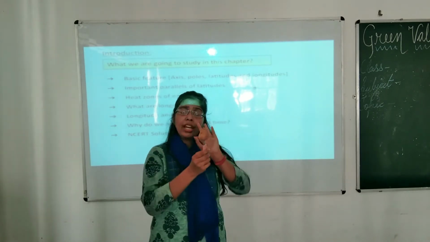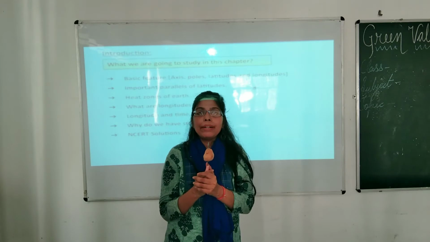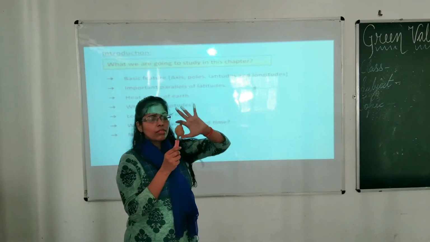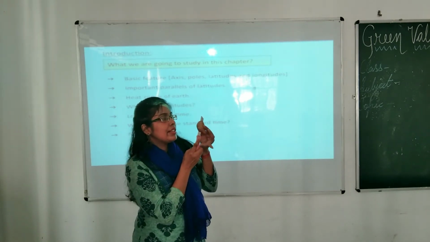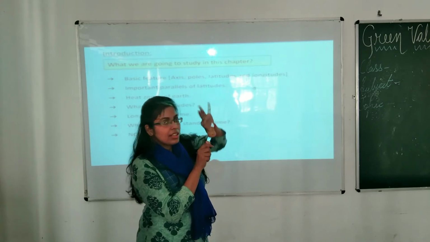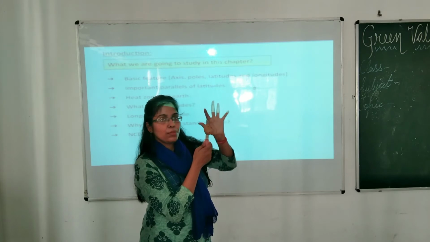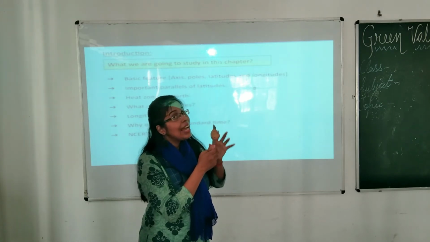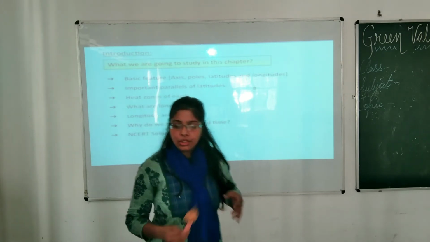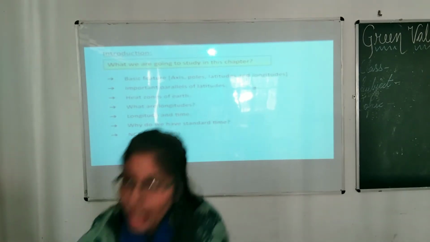Don't touch the knife, take help of your family members. So you will see this. Now what does it exactly represent? Suppose this is the earth, and the imaginary line which is passing through it is an axis. Hopefully you understood, students.